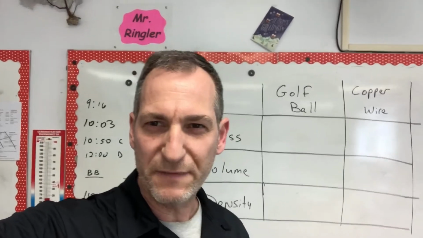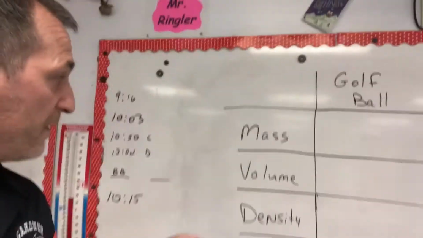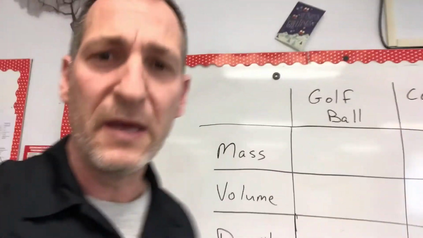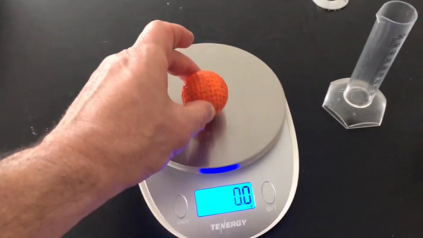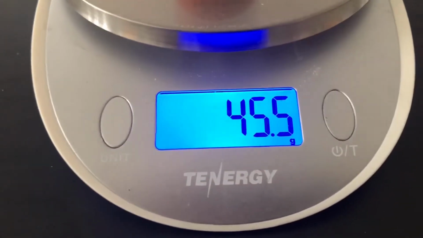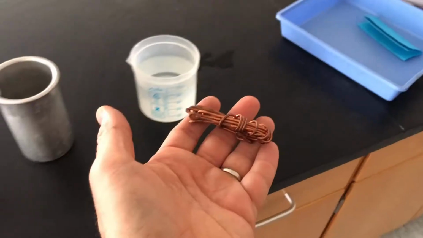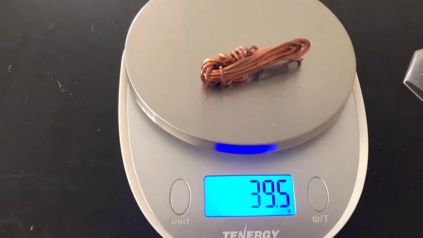We're going to find the density of two objects today. I have here a golf ball, and I have this little bundle of copper wire. First, we're going to have to find the mass of each. Then we'll find the volume, and then we can calculate the density. Now, to find the mass, we're going to use a digital scale, right? First up, the golf ball. Now we'll put it on the scale and see what is its mass. 45.5 grams. Put it on the board. There we go, golf ball, 45.5 grams. Next up, copper wire. 39.5 grams.